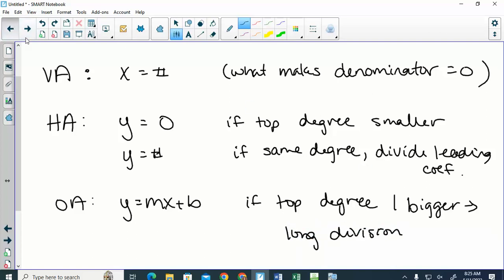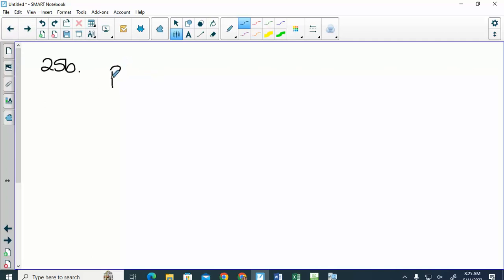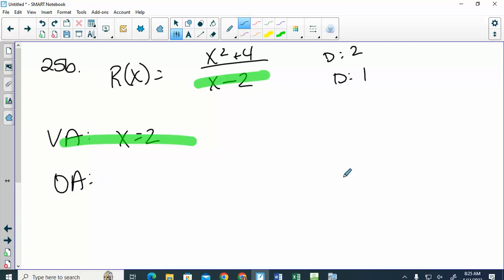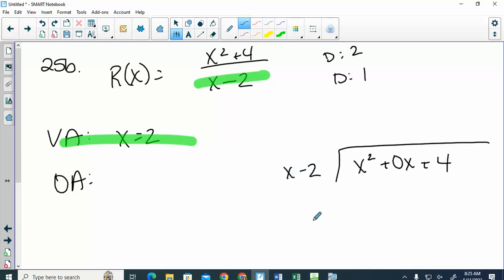Okay, so let's look at 25 now. So our rational function. So vertical asymptote would be what? Vertical, you just look at what makes the bottom 0. All right, what is the degree of the top? Degree of the bottom. So the top is one bigger, which means it will be oblique. To find it, we do long division. So the top goes under here. I'm going to put in a 0x. X minus 2 goes on the outside.